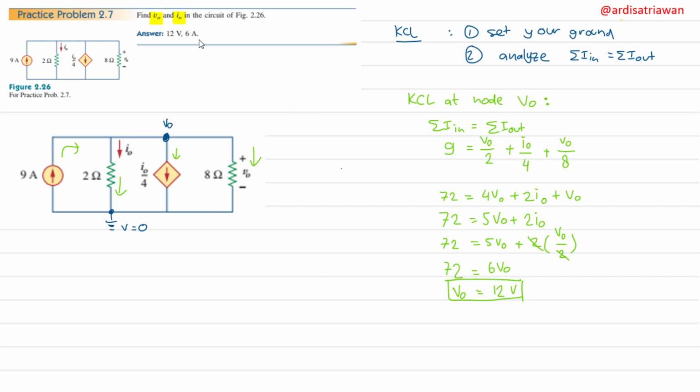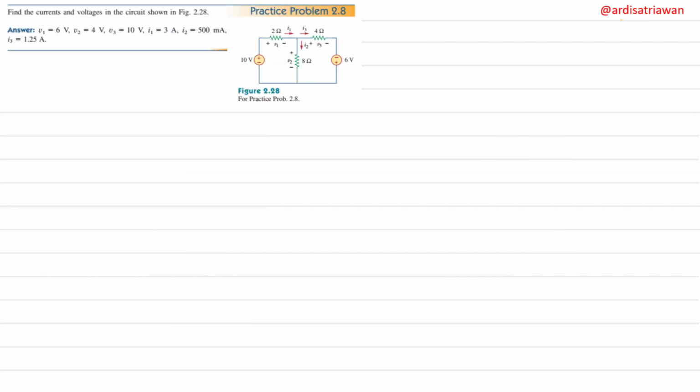And if we see here, we have 12 volt in the answer. And I0, what is I0? I0 is just V0 divided by 2, right? So V0 is 12 divided by 2, and so from here I get I0 equal to 6 ampere, which is the same as the answer from the problem. Okay, I think that's enough for practice problem 2.7, and then we move on to the next problem.